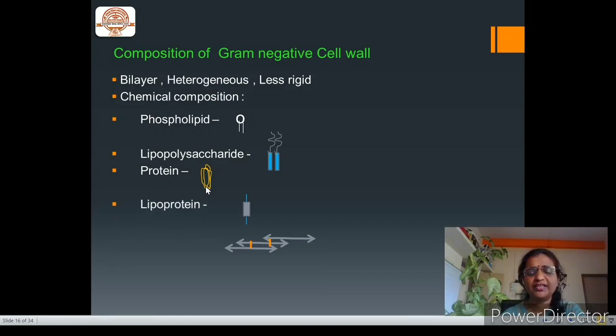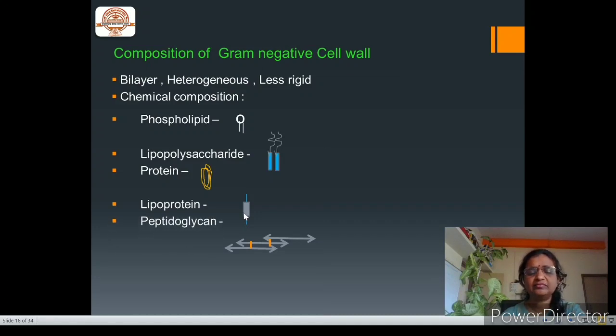Next one is lipoprotein. This is the structure of lipoprotein. Lipoproteins are made up of lipid and protein. This central portion is made up of protein, and these are the lipidic tails. So that is the structure called lipoprotein.